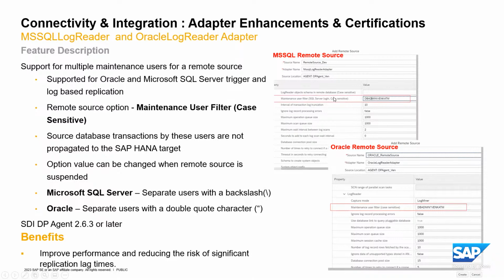If you want to specify multiple users, the separator changes by your source. For MS SQL, separate users with a backslash, and for Oracle, separate users with a double quote. This functionality with multiple maintenance users is supported with DP Agent 2.6.3 or later. Again, the benefit is to improve the performance and reduce risk of replication lag times.